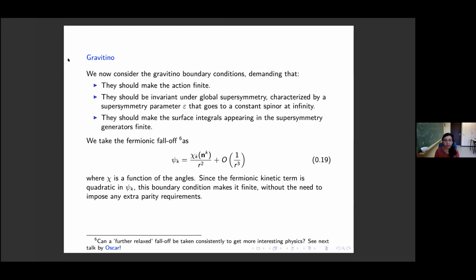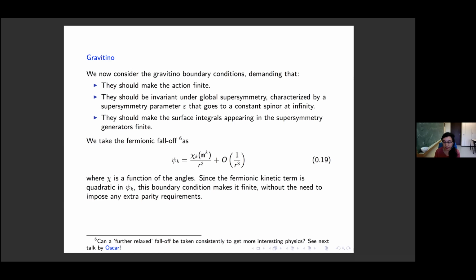So we have to devise suitable boundary conditions on the gravitino, demanding that they make the action finite, that they be invariant under global supersymmetry characterized by a supersymmetry parameter epsilon that goes to a constant spinor at infinity, and that they make the surface integrals appearing in the supersymmetry generators finite. So we took the fermion fall-off as 1 by r squared with a coefficient chi, which is a function of the angles.